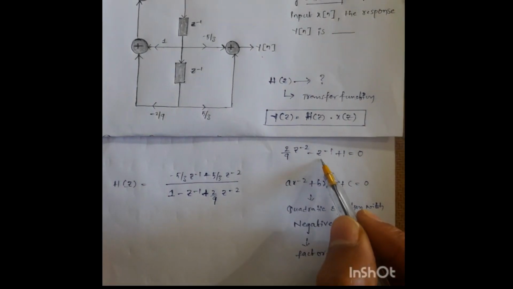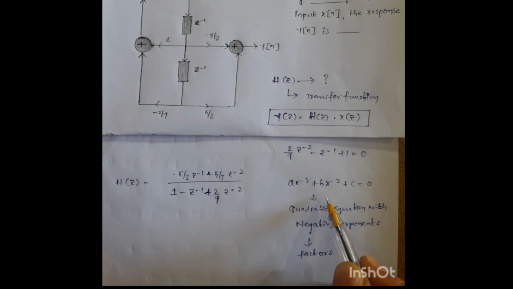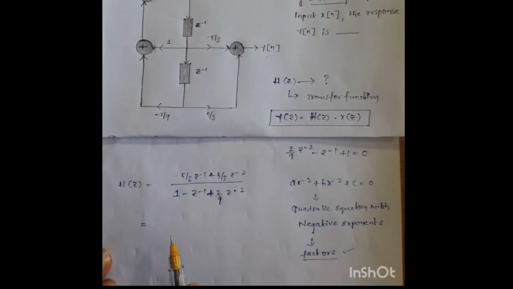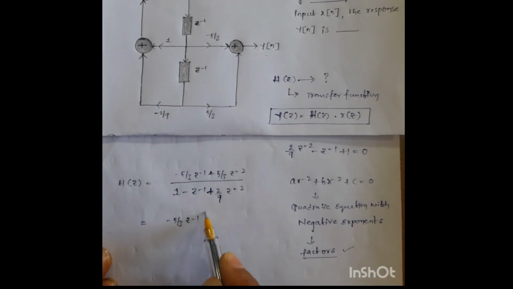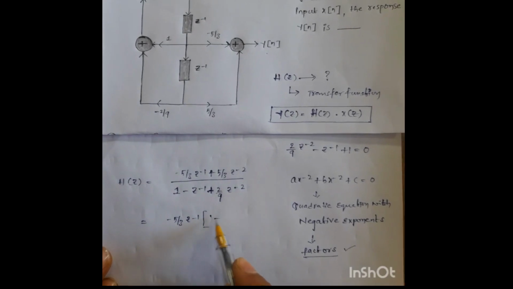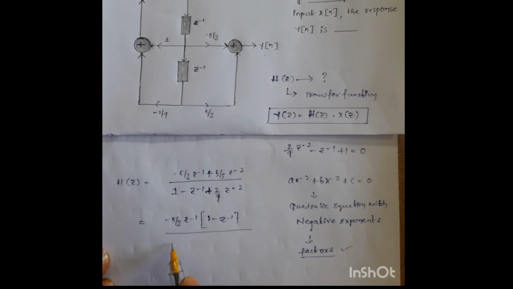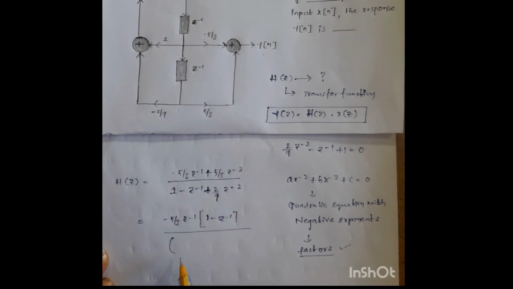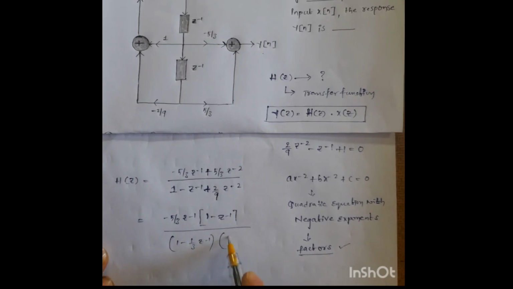So this is same as ax power minus 2 plus bx power minus 2 plus c equal to 0. So this is a quadratic equation with negative exponents. You can find factors for this. Now taking minus 5 by 3 z inverse common in numerator, it becomes 1 minus z inverse by the factors of the quadratic equation with negative exponents, which are 1 minus 1 by 3 z inverse into 1 minus 2 by 3 z inverse.